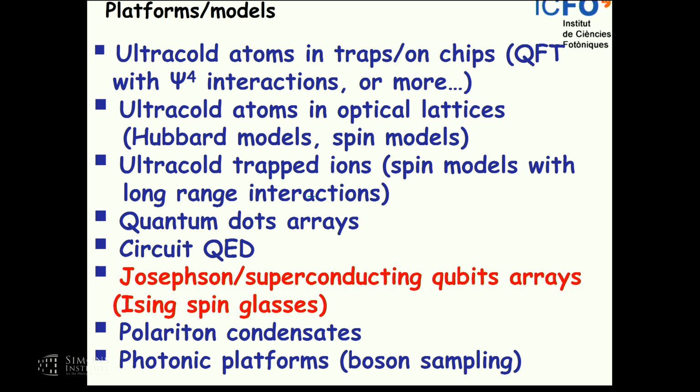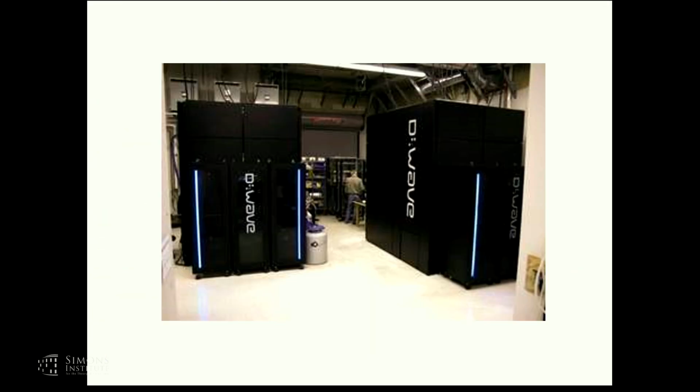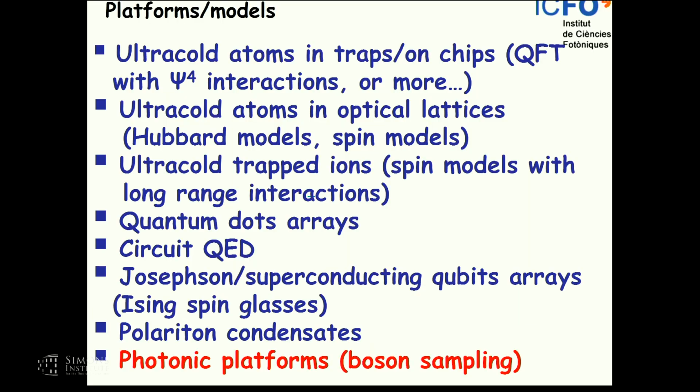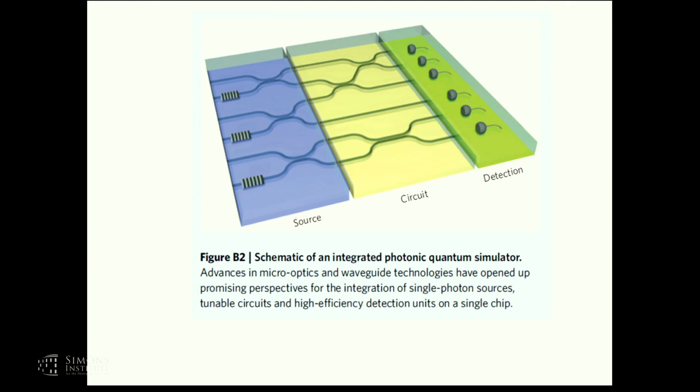Josephson superconducting qubits, or arrays of those, can simulate, for instance, spin glasses, and you know what that is. And finally, photonic platforms, which were also mentioned today. Usually in photonic platforms you have photons on the input. They go through some set of waveguides. They can tunnel from one waveguide to another, and then you sample at the end.